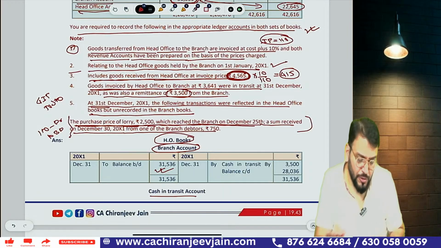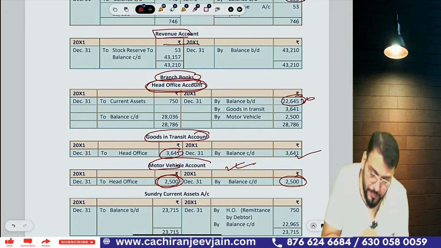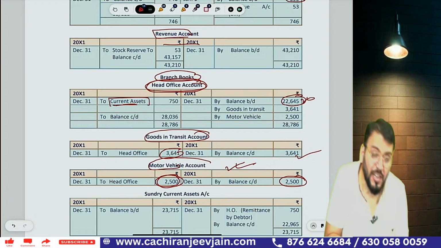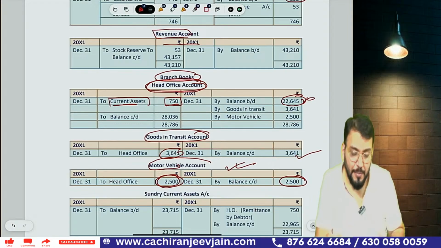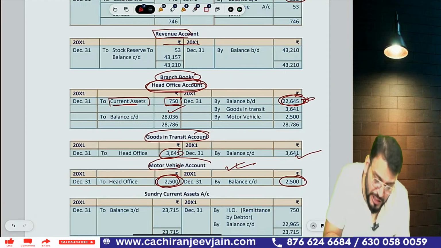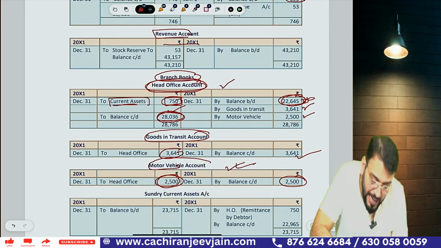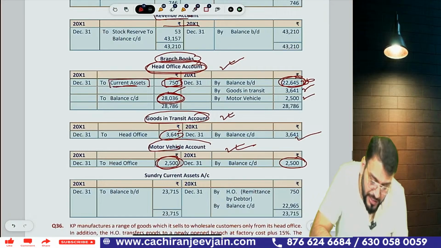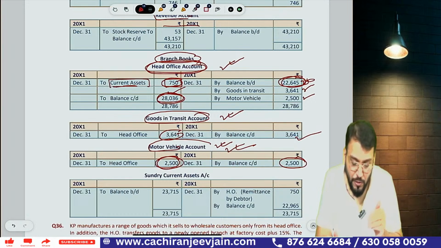So in the head office account, they have done two branch debtor. Two branch debtor means current asset, because current assets will include branch debtor. So they have done 750 to 750. Have you understood this point? Opening balance was given. Goods in transit and motor vehicle become the closing balance. So I think head office account, goods in transit account and motor vehicle account you have understood.